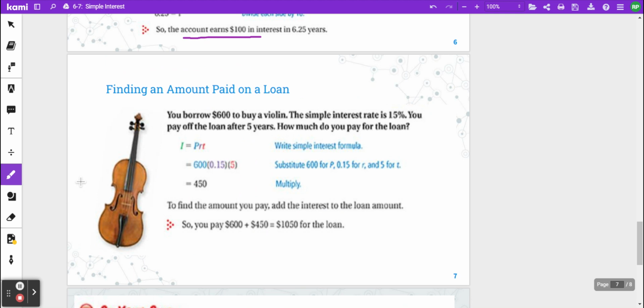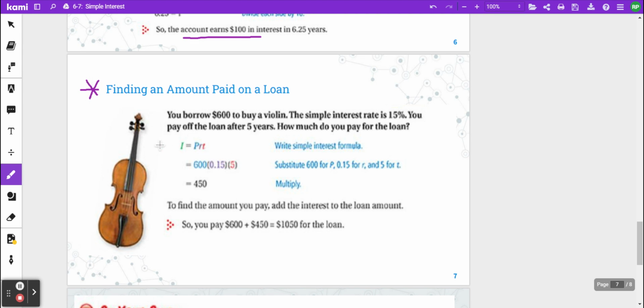The previous examples have been investments, mostly savings accounts. Here's an example that we can use when we take out a loan. In this example, it says you borrow $600 to buy a violin. The simple interest rate that you have to pay on that loan is 15% interest rate. You pay off the loan after 5 years. How much do you actually pay for that loan?